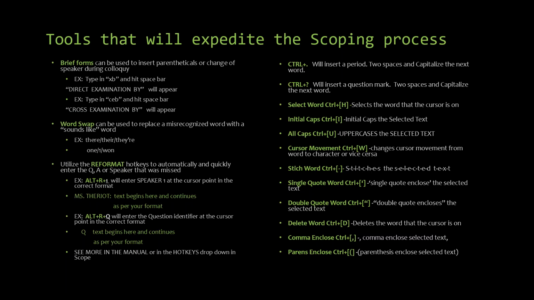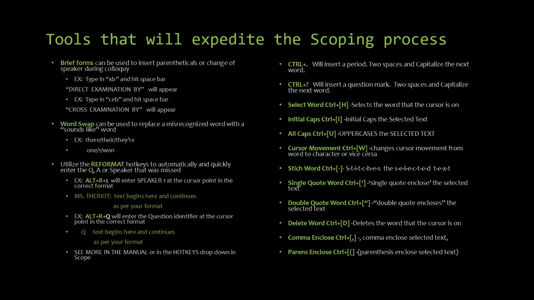The double quote, single quote, it's going to enclose whatever's highlighted. So if you have your cursor on a word and you do control open quote, it's going to single quote just that word. But if you highlight 6 words and you do control single quote, it's going to single quote those 6 words. Exact same thing happens with double quotes. Those are toggles, which means if you do it once, it puts them on. If you do it again, it takes them off.